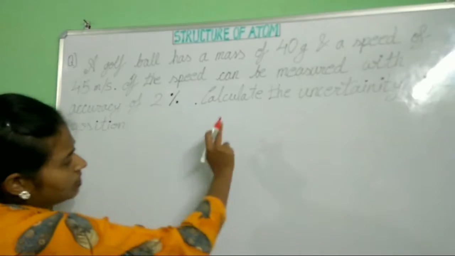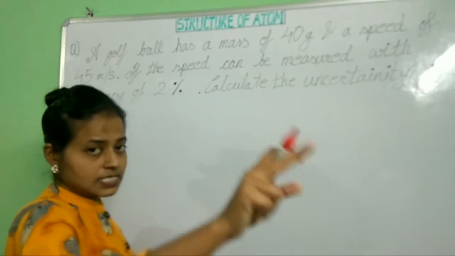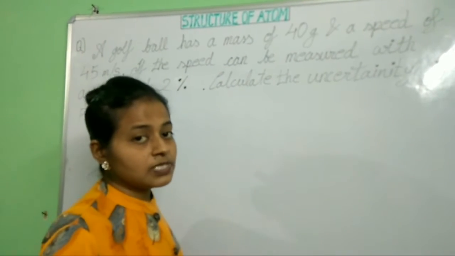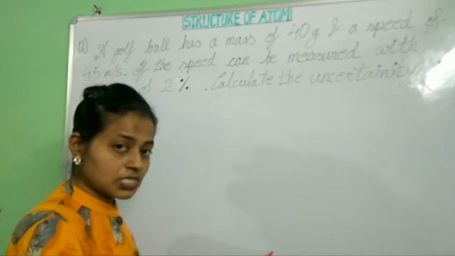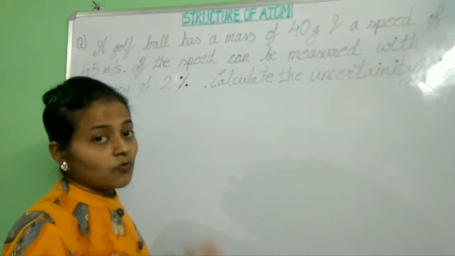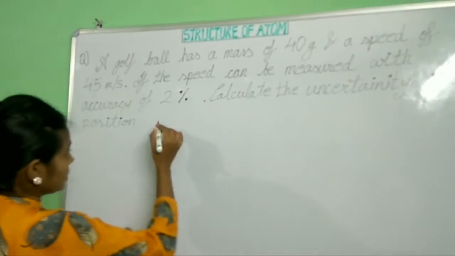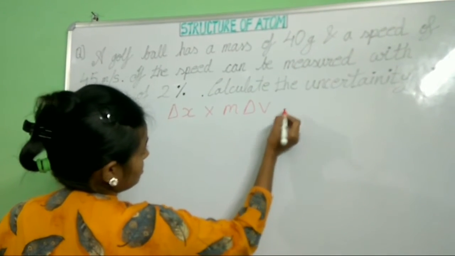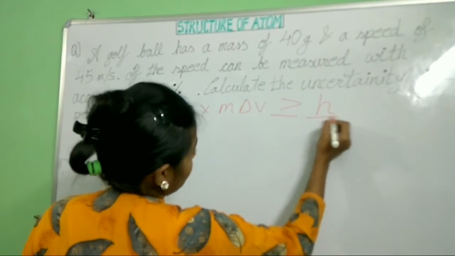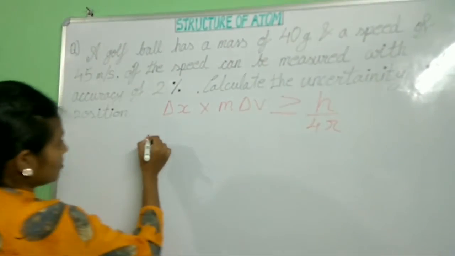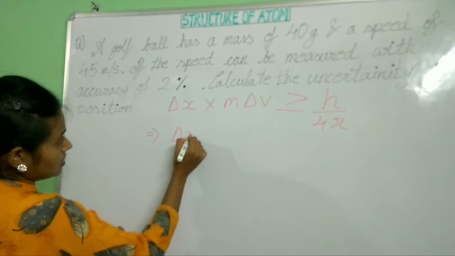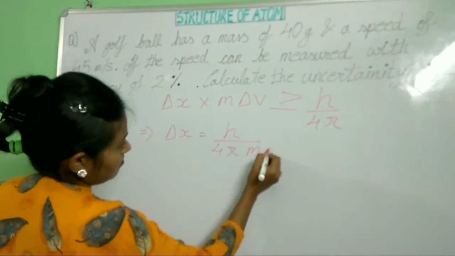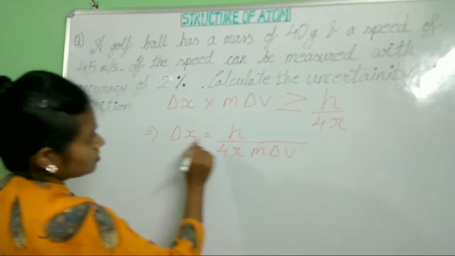So this problem is related to Heisenberg's uncertainty principle. What does it state? It states that it is not possible to measure simultaneously the position as well as the momentum with absolute accuracy. How to write it in the formula? Delta x into m delta v is h by 4 pi, right? Now in another way, how can we write it? Delta x equal to h by 4 pi into m delta v, right?